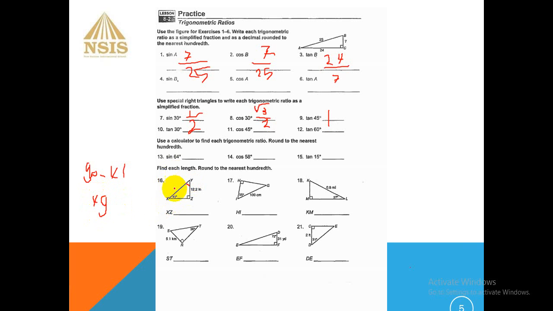And I must get the hypotenuse. So I'm going to use the cosine of Y. Cosine Y is adjacent, which is 12.2, over the hypotenuse XY. So XY equals 12.2 over the cosine of 49. Okay, thank you. Try to complete your practice. See you next video.